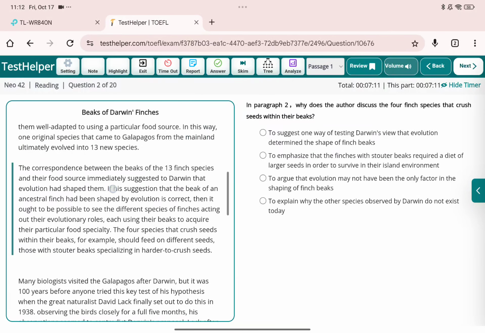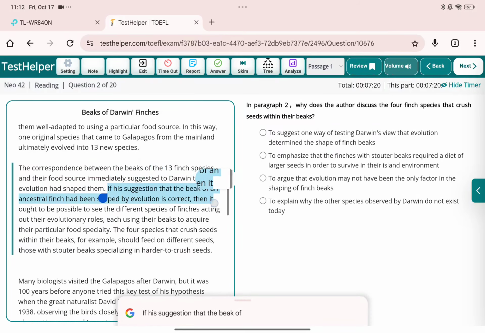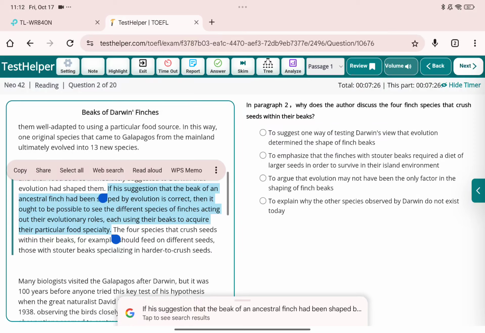If we go to the next statement, let's go up to "specialty." Yep, here we have the next statement. If his suggestion that the beak of an ancestral finch had been shaped by evolution is correct, then it ought to be possible to see the different species of finch acting out their evolutionary roles, each using their beaks to acquire their particular food specialty. In a simple way, we can say that if Darwin's idea is true, we should see each finch using its beak for its special food, like real examples of evolution happening.